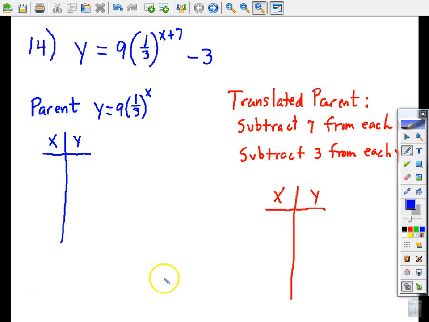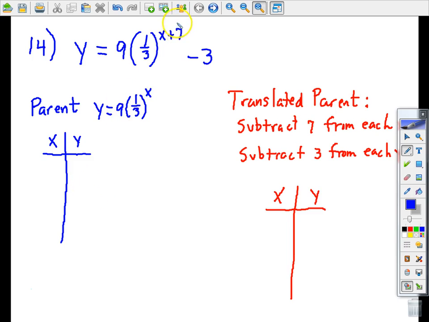For the homework assignment on pages 434 and 435, I've chosen 3 problems to just give you some help with. This first problem, number 14, is an illustration of what we talked about in class today regarding translating a parent function. What I want you to do is come up with a table of values for the parent, which I have identified for you here.